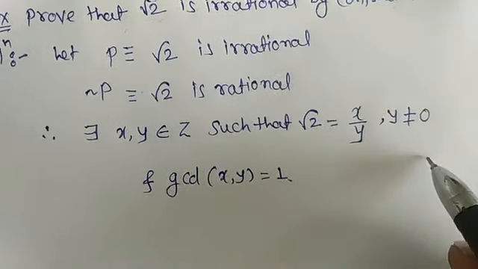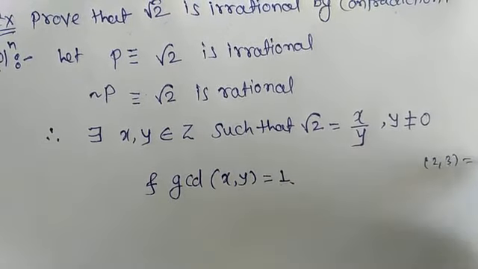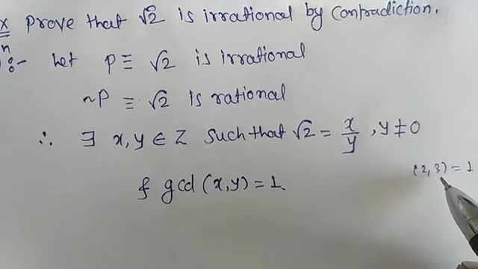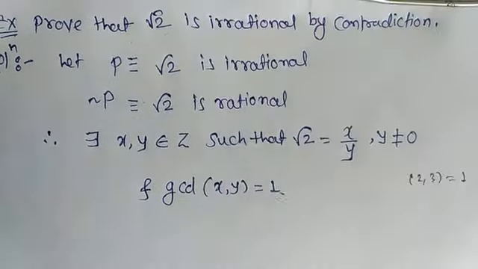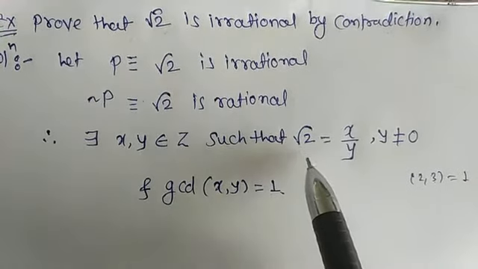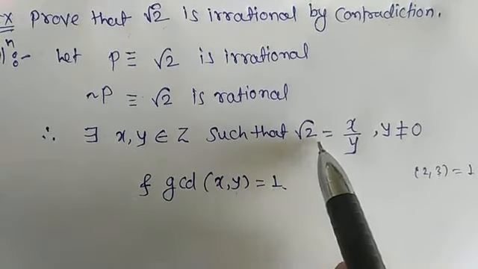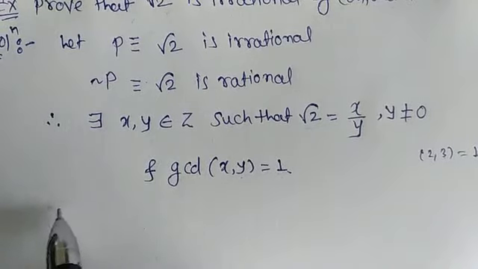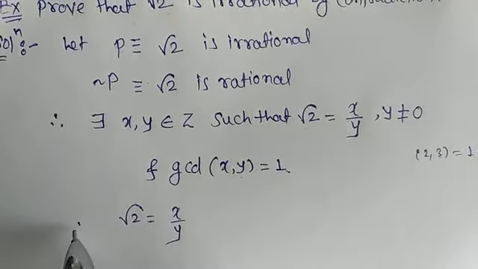That means GCD of 2 comma 3 is equal to 1, that is, the greatest common divisor of 2 and 3 is 1, or they are relatively prime. This part will come in paper two also; we will see it in the next part. Now we only have to consider GCD of x, y equal to 1. Here we have considered that root 2 is equal to x upon y.